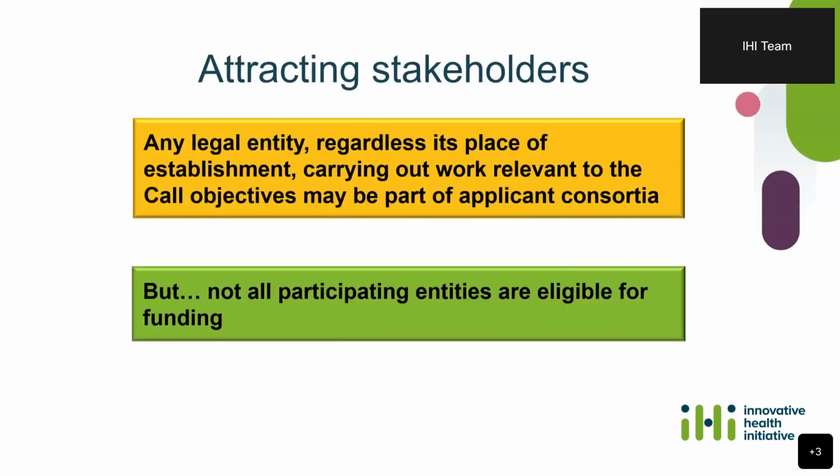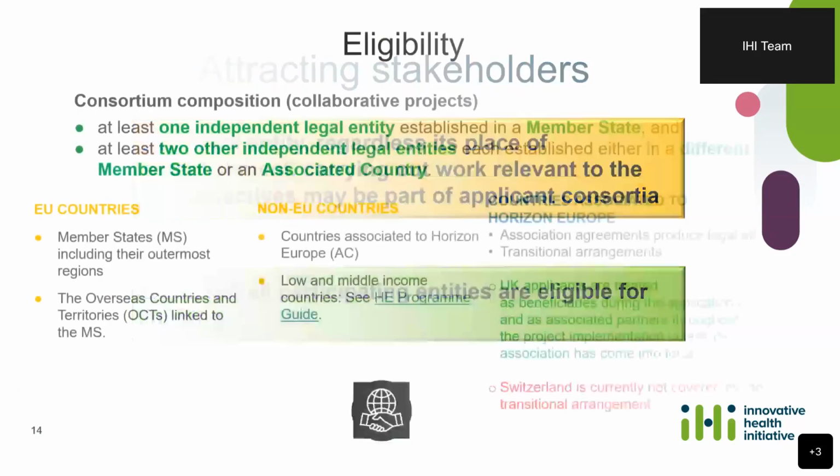So as you can see here, in terms of the entities that can actually participate in the project, the general rule is that if you are a legal entity, regardless of where you're coming from, and you're going to be doing work relevant to the call objectives, then you can be part of an applicant consortium. So to participate, pretty much any legal entity, regardless of place of origin, subject to a couple of qualifiers we'll come to in a moment. But that's very different from whether you're eligible for funding, and we'll get to that in a second slide.